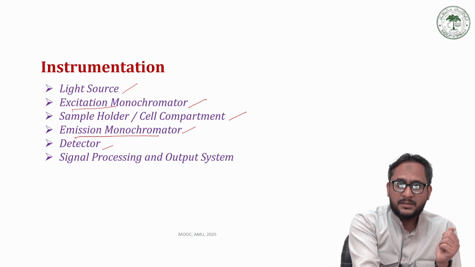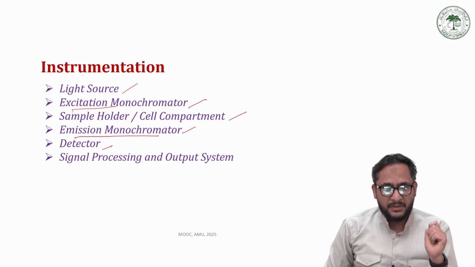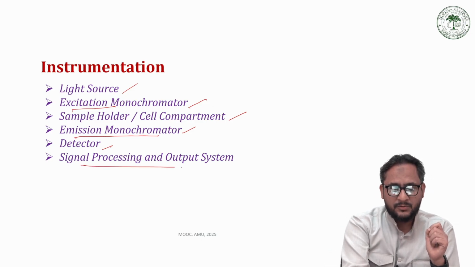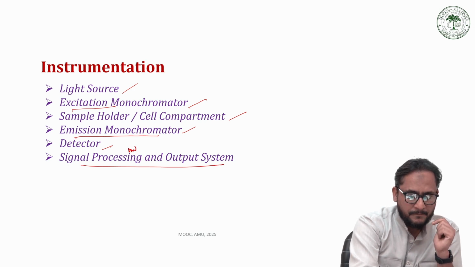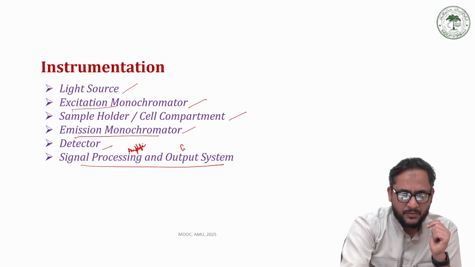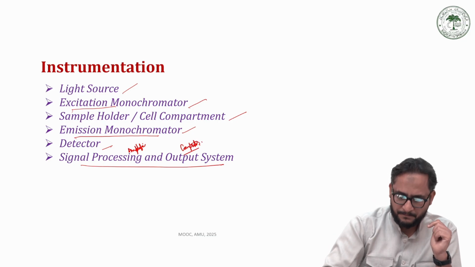Then we have the detector to detect the signal, the intensity of emitted light, and finally the signal processing unit and output system. In signal processing, we have an amplifier to amplify the signal, and then we have a computer to display the results in the form of a spectrum.